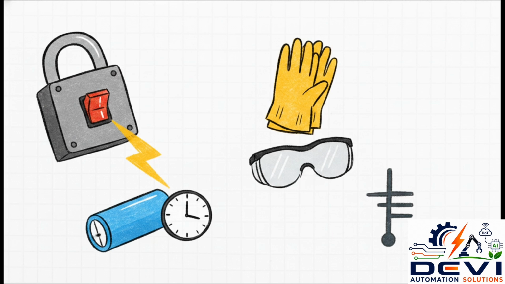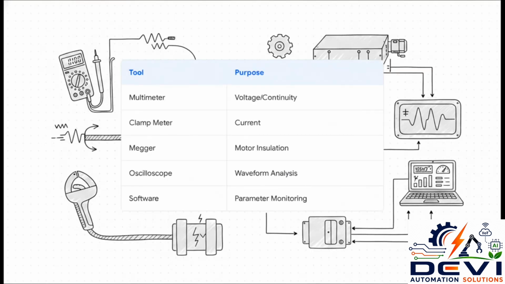No shortcuts. Ever. As for your toolkit, every tool has a specific diagnostic purpose. You've got the digital multimeter for voltage and continuity, the clamp meter for checking current, the Megger is your absolute best friend for motor insulation testing. An oscilloscope is amazing for waveform analysis, and specialized software is what you need for deep parameter monitoring. Match the tool to the specific job and you are golden.